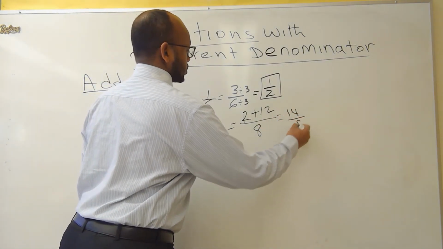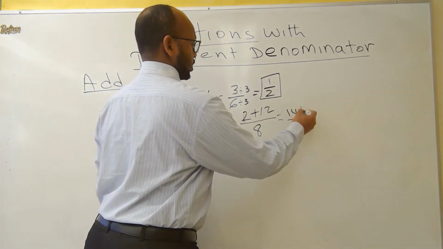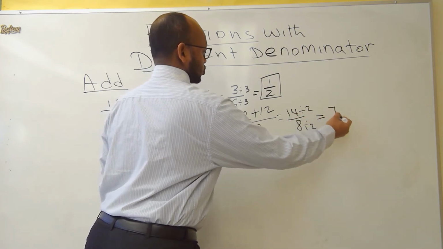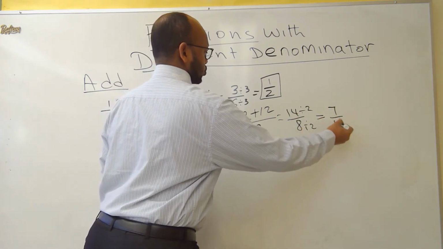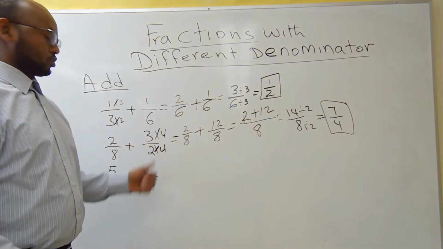14 over 8. Can I simplify? Yes. I will divide both by 2. So 14 divided by 2 is 7, and 8 divided by 2 is 4. That is the answer of adding these two fractions.